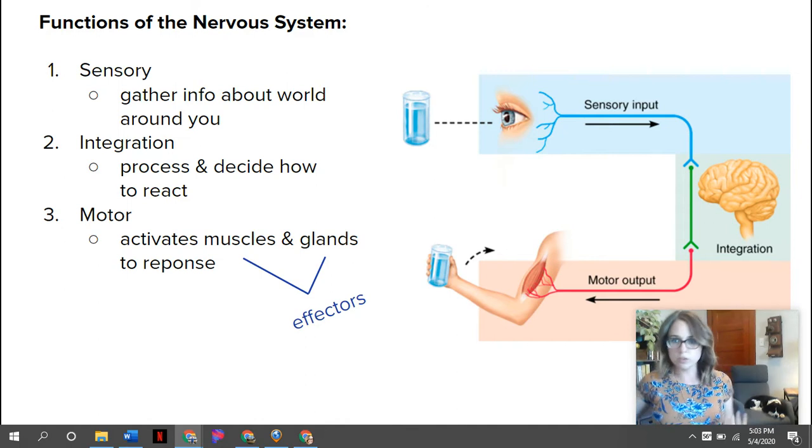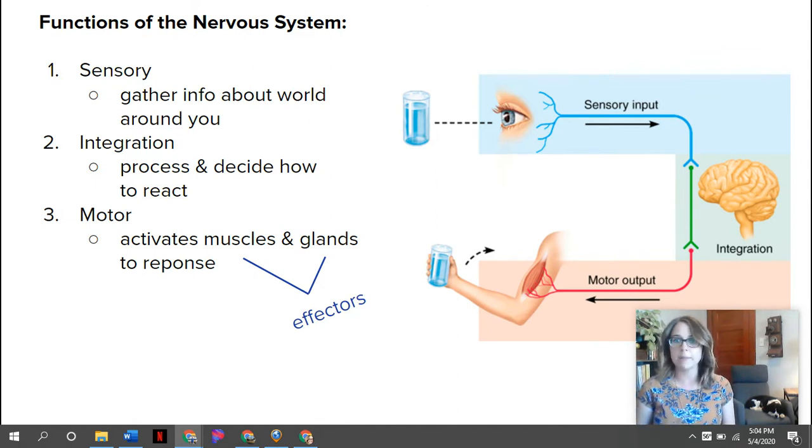So to review, and this is on the test, your nervous system has three main functions. It learns about the world around you, senses what's going on. You decide how you're going to react and behave and what you're going to do with that information. And then you have the motor response. And so your muscles and glands are effectors, and your motor response responds to that.